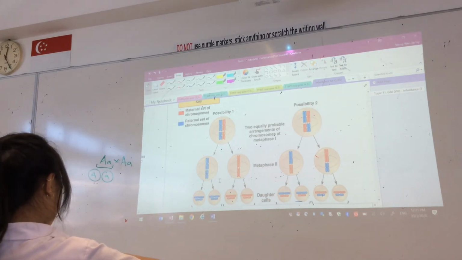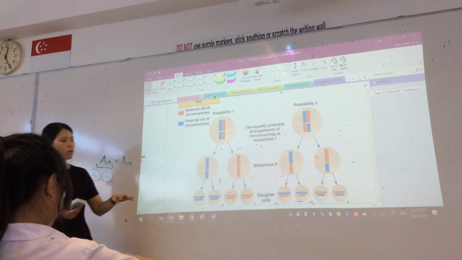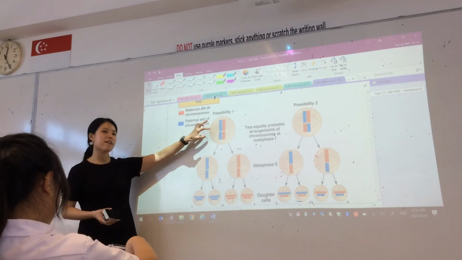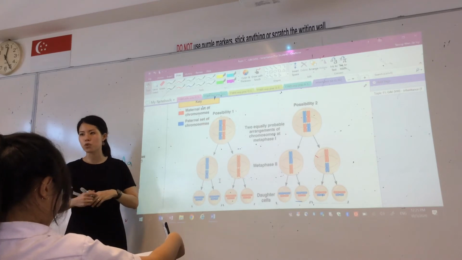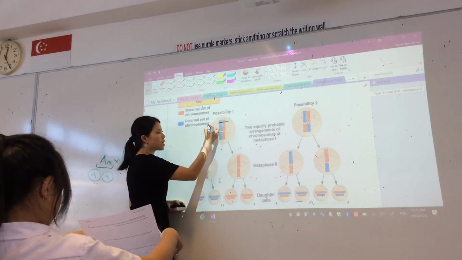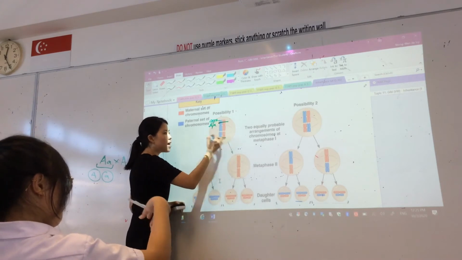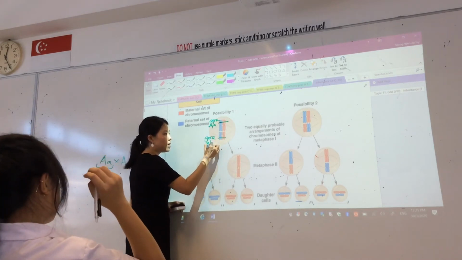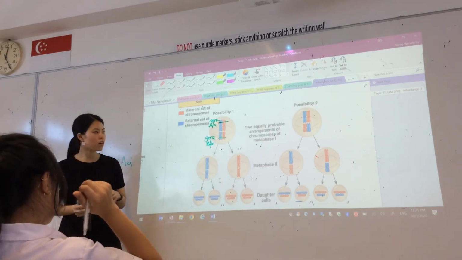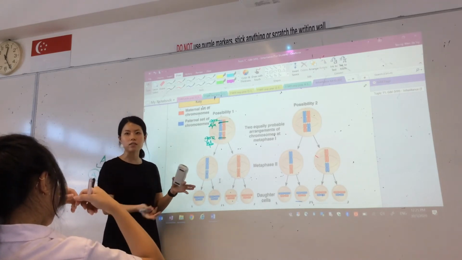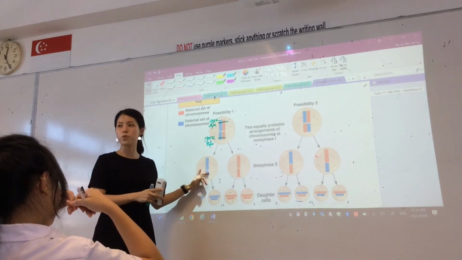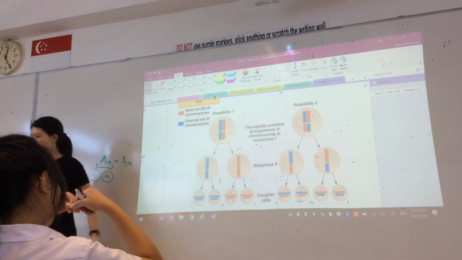Okay, now law of independent assortment is only possible if you have genes that are located on different chromosomes. Example, let's say we are talking about one gene here, gene A, and gene B here, right? You can actually separate them. They won't be inherited together because they are on different chromosomes. Okay, I hope you know what I'm talking about.